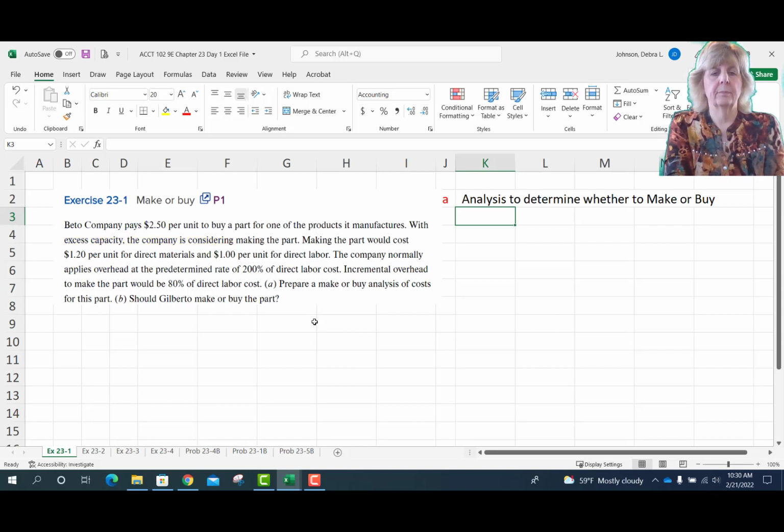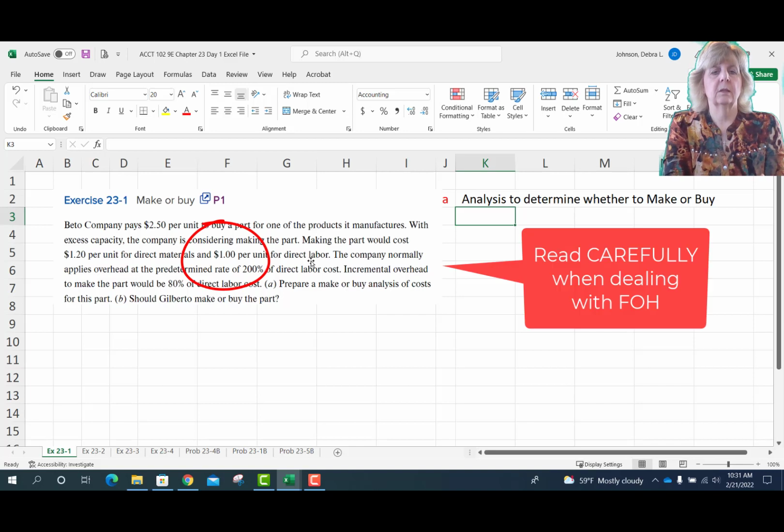So the other alternative, making the part, would cost $1.20 for direct materials, always relevant, $1 for direct labor, always relevant, and then we always have to watch out on the overhead, because the overhead tends to be a mixture of, well, definitely indirect costs, but some are variable, some are fixed, some of it might be allocated. So we have to read further to find out what is in that overhead mix.